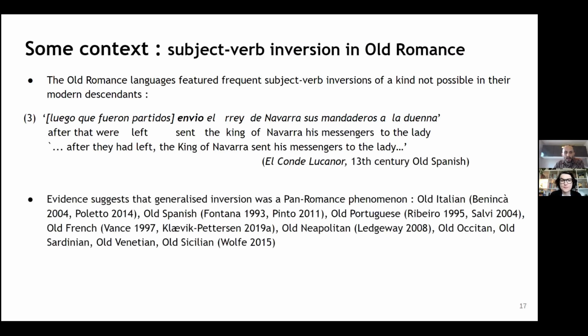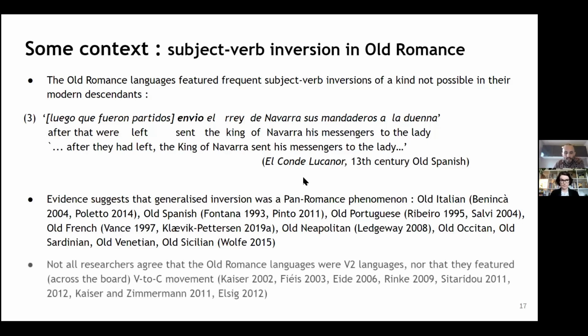Now, there has been a lot of evidence suggesting that generalized inversion of some kind was a pan-Romance phenomenon. So supposedly it is attested for all of the Old Romance languages out there. Lots of work on this. We should note, of course, that not all researchers agree that the Old Romance languages were V2 languages by definition, nor even that they did feature across the V2C movement.